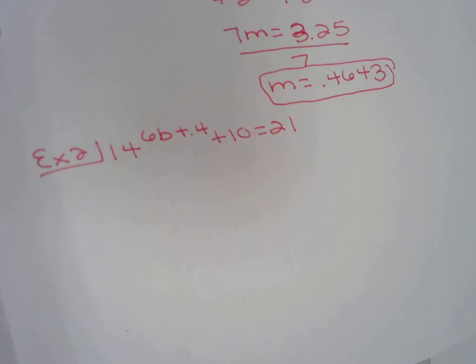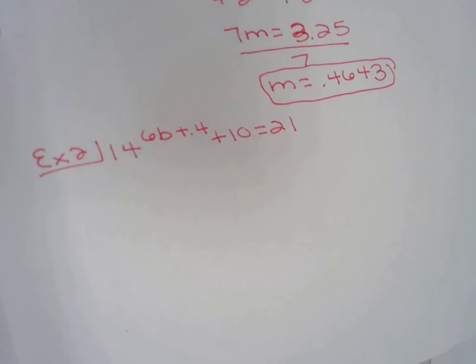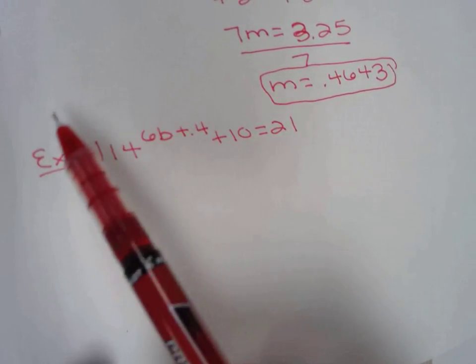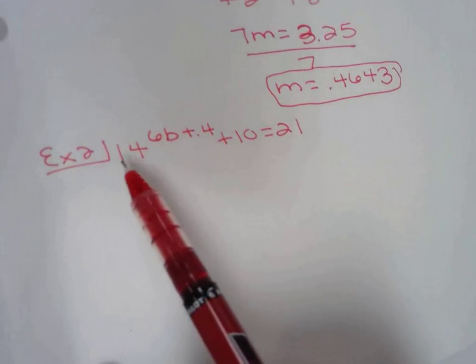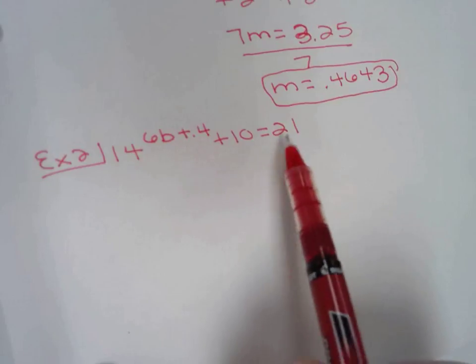Okay. So as I look at this, this one's a little different because I have that plus 10 here. Technically this should have been the first step, but not all of them will need this. You want to get the exponent part alone by itself. So I have 14 to the 6b plus 0.4 power, and then plus 10 on the outside.